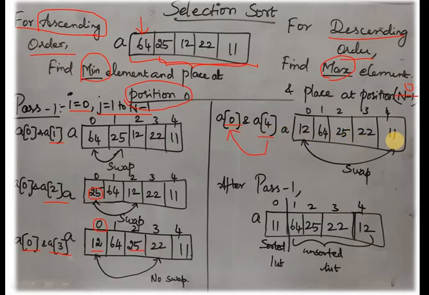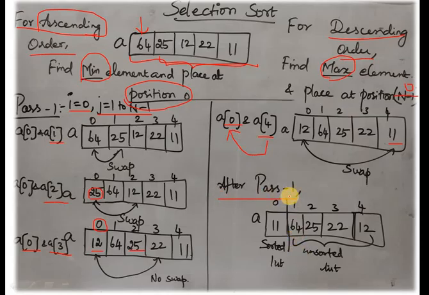Here this element 11 is less than the first element, so you have to move this element to the first position. So swapping is needed. So that's all. We have compared all the elements with the first element. So the jth elements are compared with the ith element. So after that, pass 1 is over.